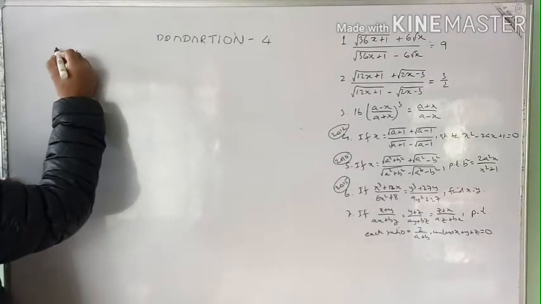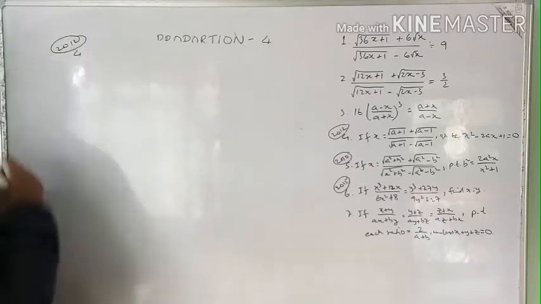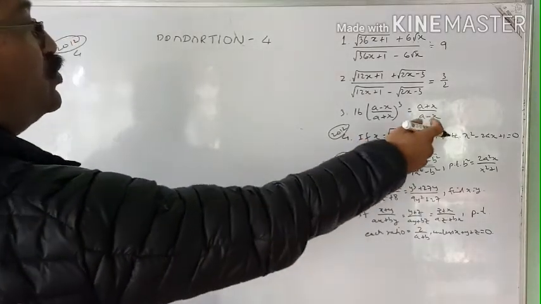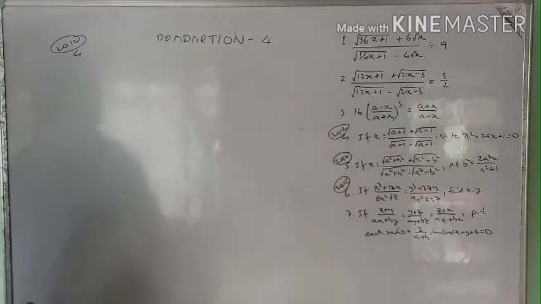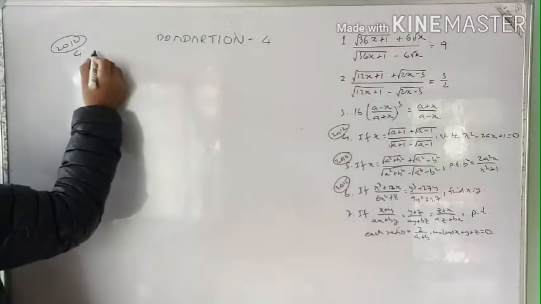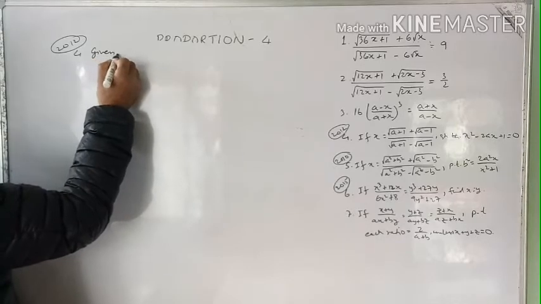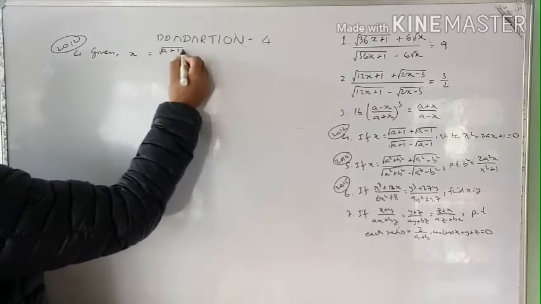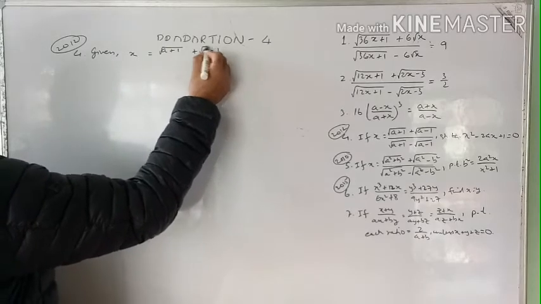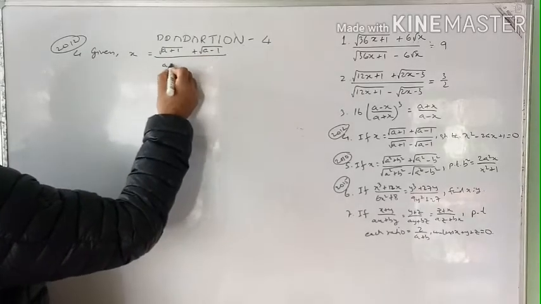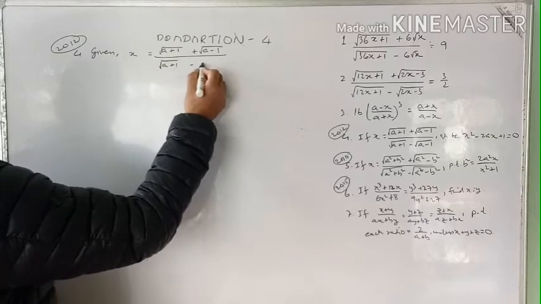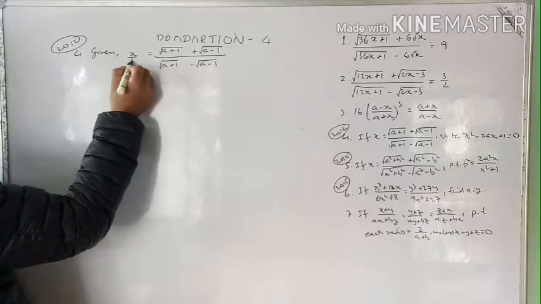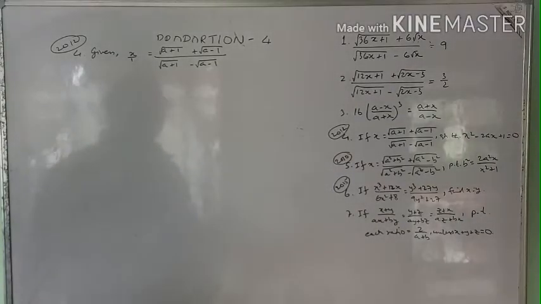This came in the year 2012, ICSE 2012. So here, if x is this one, we have to show that x square minus 2ax plus 1 equal to 0. Given is x equal to root over a plus 1 plus root over a minus 1 upon root over a plus 1 minus root over a minus 1. Okay, so here we can write x by 1 to use componendo dividendo.